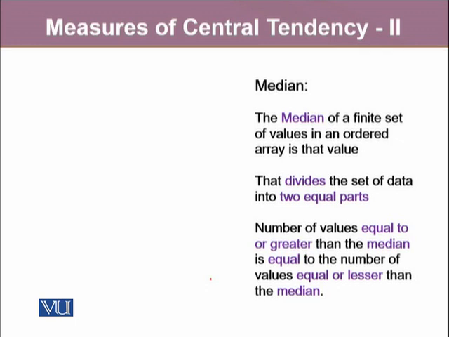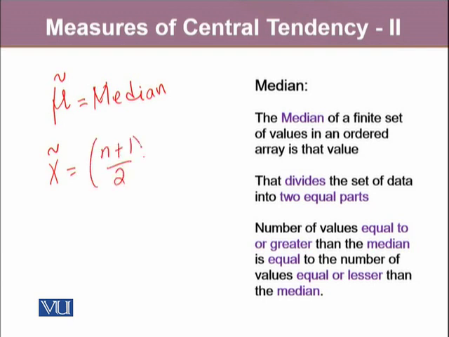If the median is calculated for the population, it's represented by mu with a curly at the top, called mu curly. But if it is calculated from a sample, it is denoted by x curly. Median is actually the (n plus 1) by 2th value.